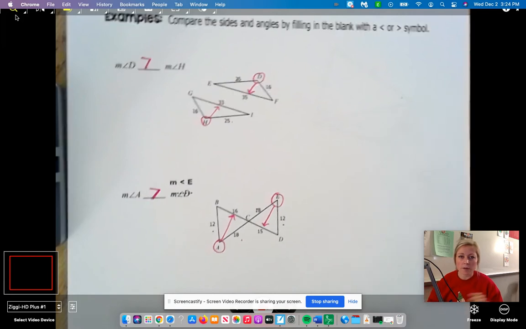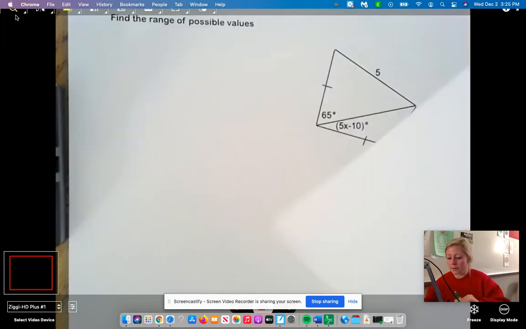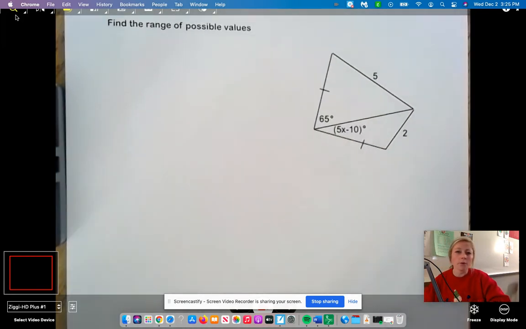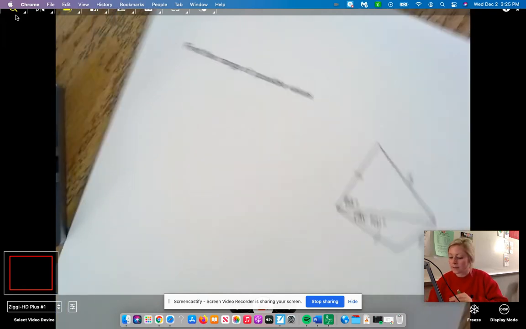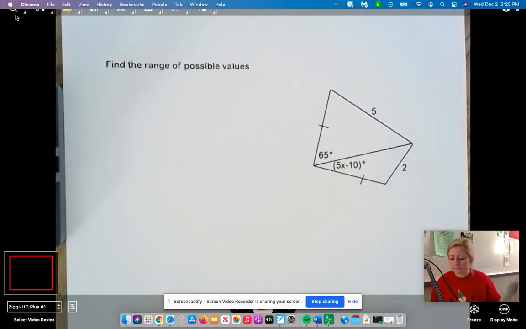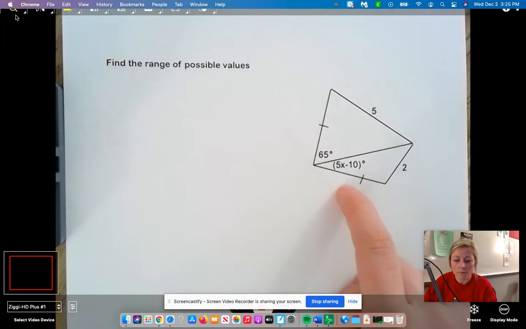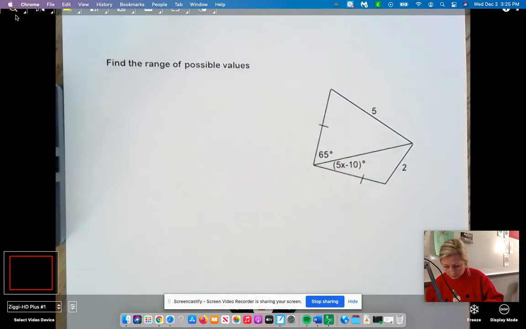So I think we would get pretty bored if that's all we did this lesson, right? And I know how much you guys hate to be bored. So we're going to throw in a little bit of algebra just to make things a little interesting. So it says find the range of possible values. So we're looking for what values would work in this expression for x, okay, to make it true.